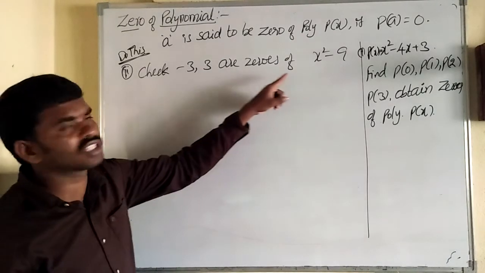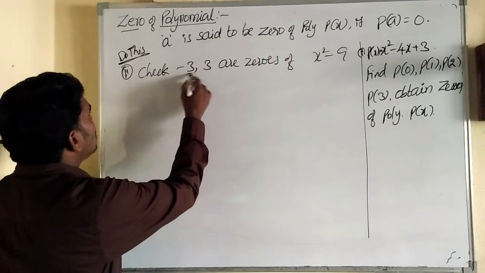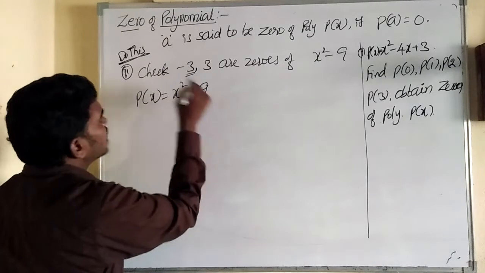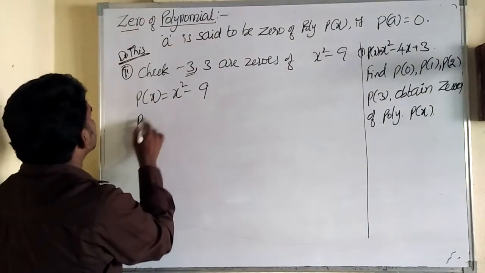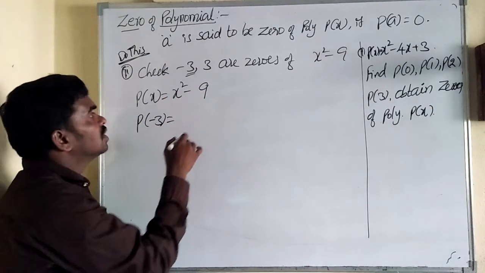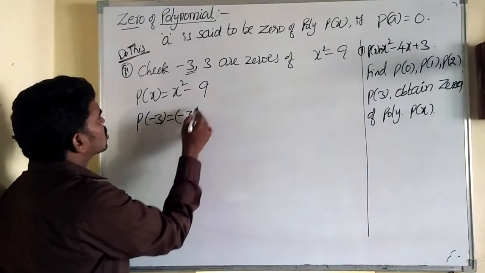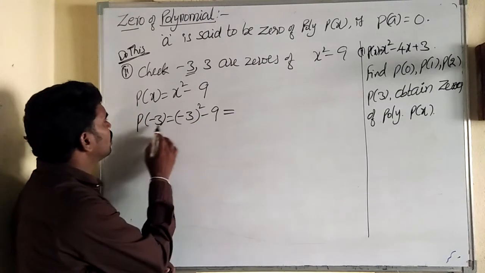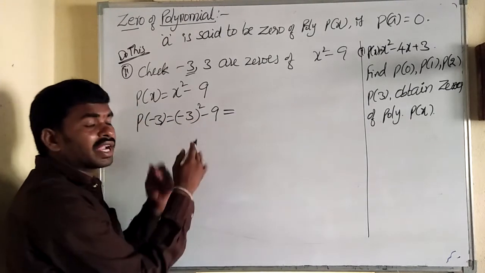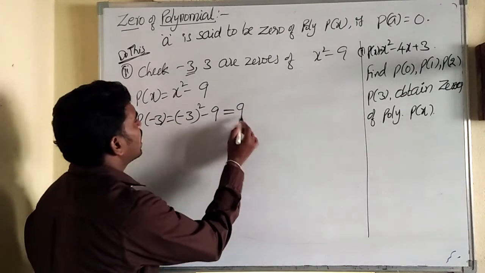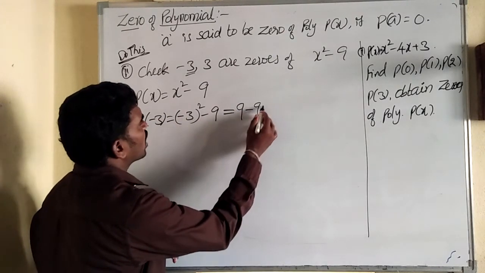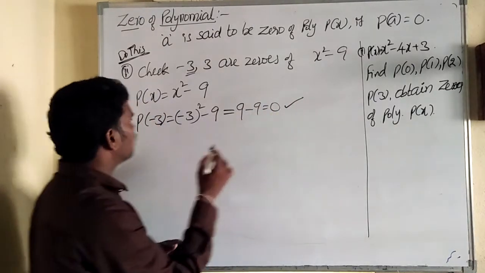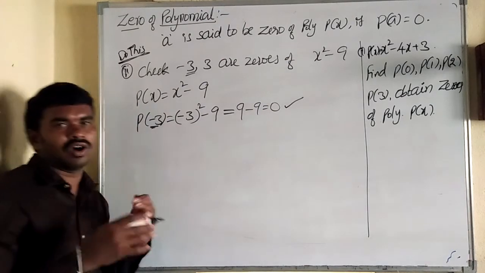Check whether minus 3 and 3 are zeros of x square minus 9 or not. See, the polynomial p of x is x square minus 9. What is the first value? Minus 3. Substitute minus 3 in place of x. Minus 3 whole square minus 9. Minus 3 whole square means minus 3 into minus 3, which is 9, minus 9. So 9 minus 9 is how much? 0. Yes, the answer is 0. Means minus 3 is a zero of the polynomial.